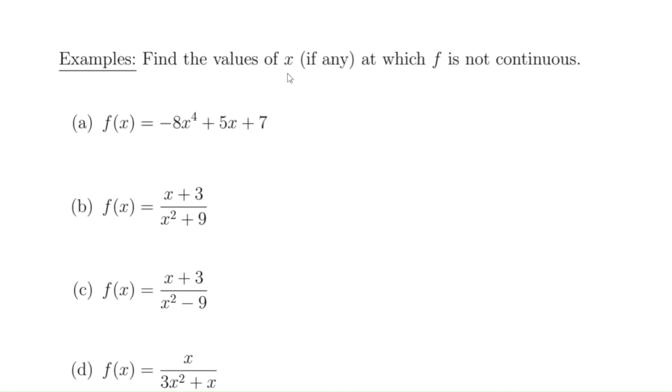Okay, find the values of x, if any, at which f is not continuous. Well, the first one is a polynomial, so this is continuous everywhere. CTS will be my abbreviation for continuous. This is continuous everywhere. What about this one here? We have a rational function. Well, notice the denominator, x squared plus 9, is never 0. In fact, x squared is never negative, and when we add 9, it's always going to be at least 9. So the denominator is never 0. So this is also continuous everywhere.